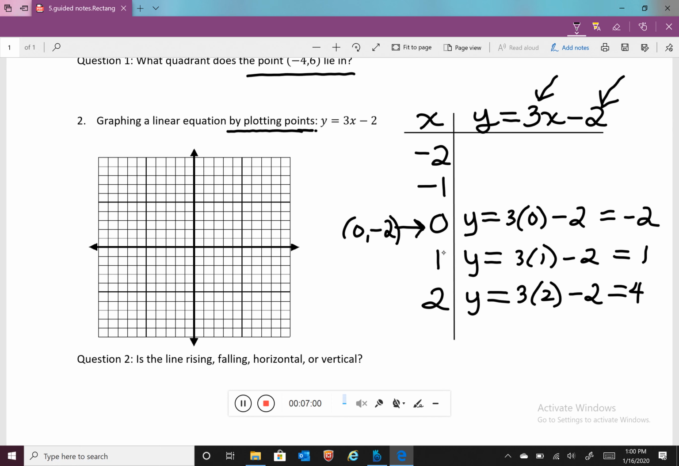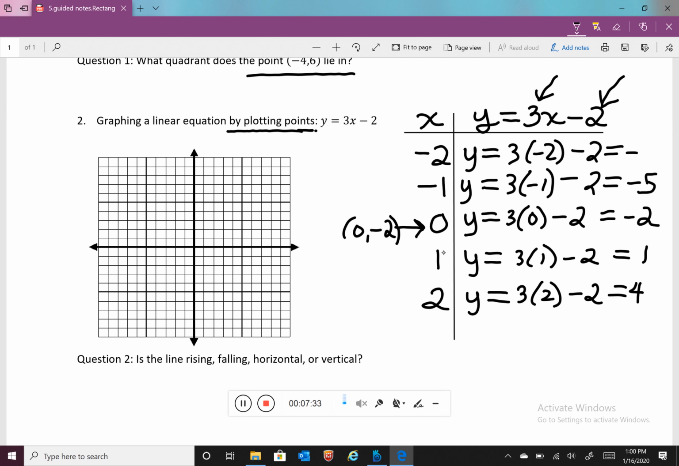Now I want to go in the negative direction, so I'm going to let X be -1. So 3 times -1 is -3, and -3 minus 2 is going to give me -5. Watch your arithmetic, correct? And then finally, Y equals 3 times -2, which is -6, and -6 minus 2 is going to give me -8.